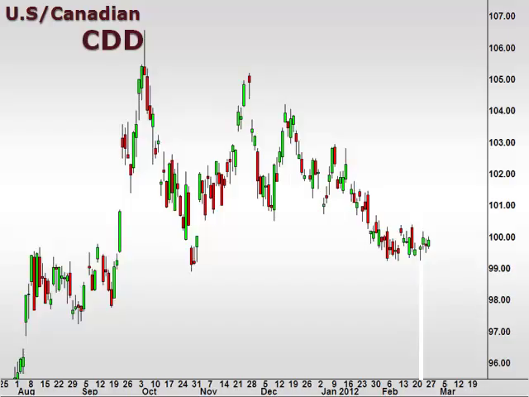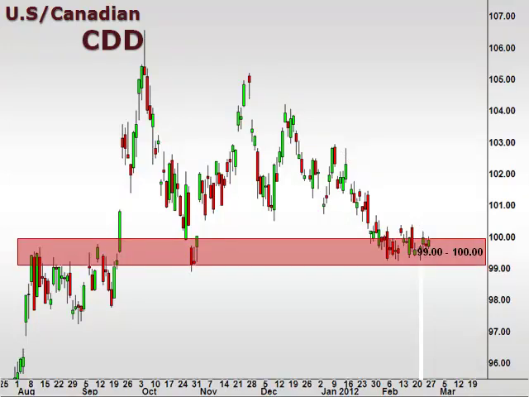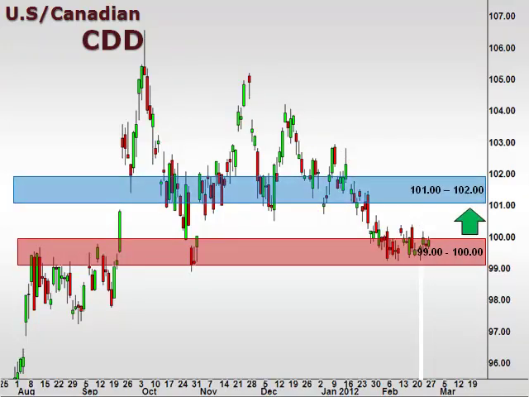Next up, the CDD, the U.S. versus the Canadian dollar. Well, the CDD continues to trend down. However, the pair continues to hover within this 99-100 focal zone. A break above 100 opens the window towards a test of 102. A break below 100 opens the window for a continuation lower.